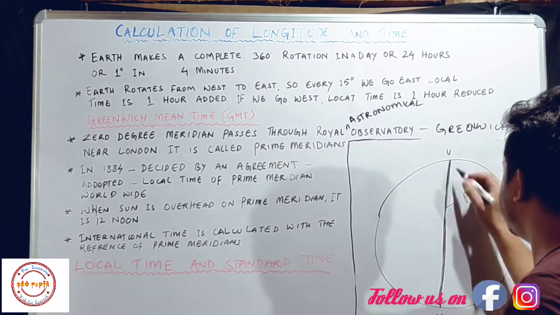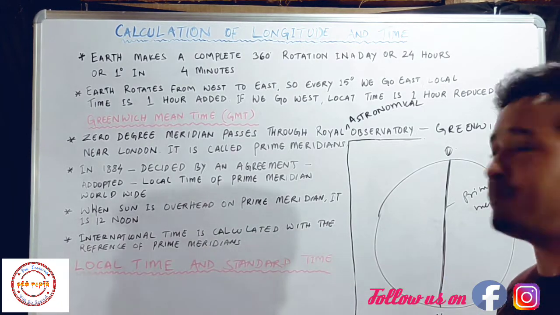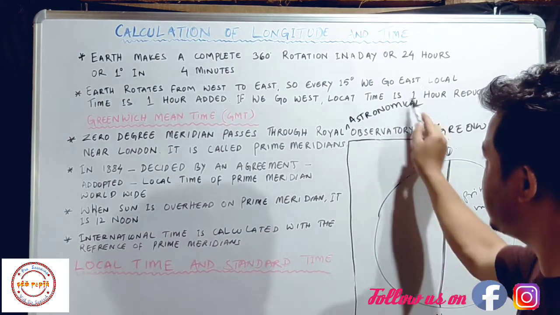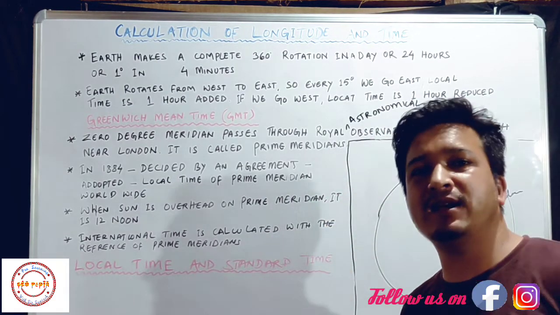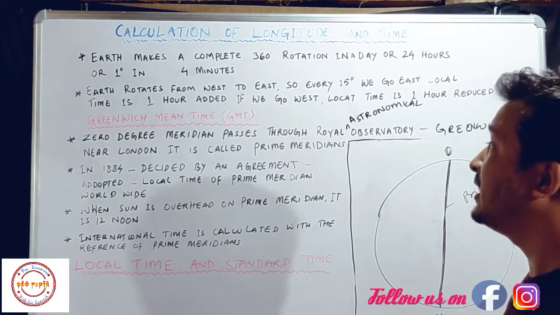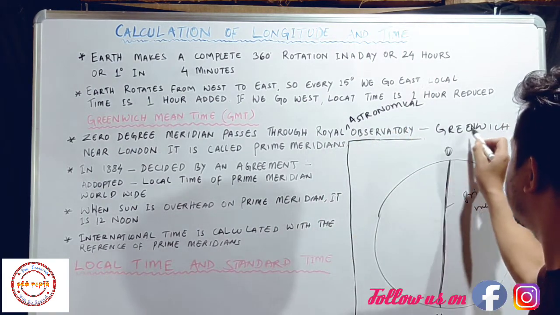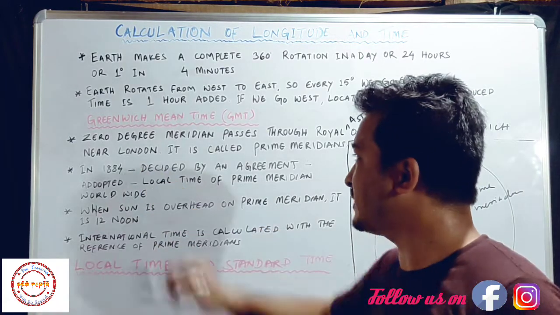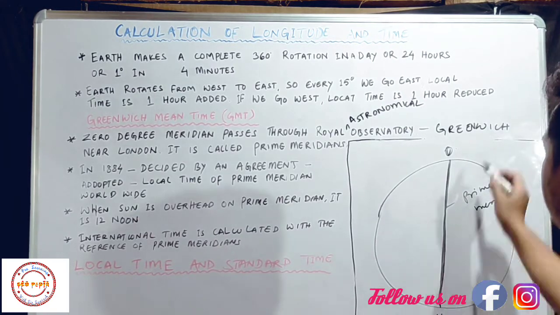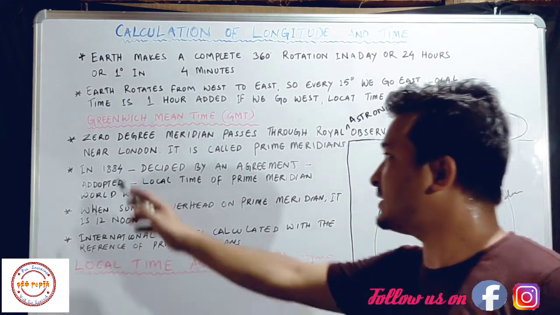Students, this 0 degree meridian passes through one department or office, the Royal Astronomical Observatory, which especially takes care of and studies the time and the date of the world. This department is in Greenwich village, which is near London. So the prime meridian, that is 0 degree longitude, passes through the village called Greenwich, near London.